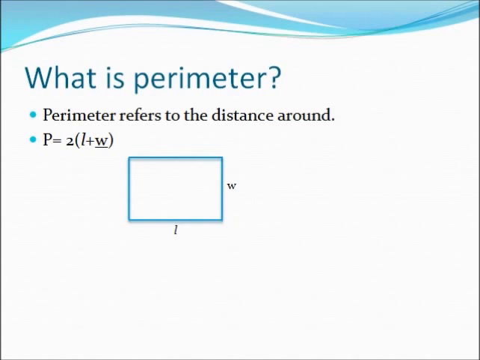Now here's a different way that we can write this. We can say the perimeter equals 2 times (L plus W), because we have 2 L's and 2 W's. The 2 outside of the parentheses means that we would multiply.